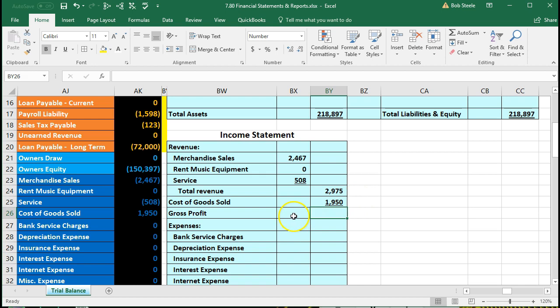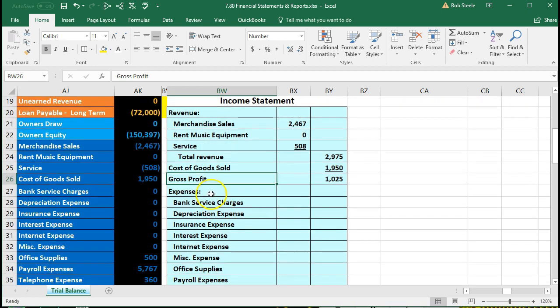So we're going to do that with a formula here. Equals revenue minus cost of goods sold. And that'll give us the 1,025. If we want to check that, we can highlight from here to here. That'll give us the credit plus the credit minus the debit of 1,025. Credits winning. That's the gross profit.